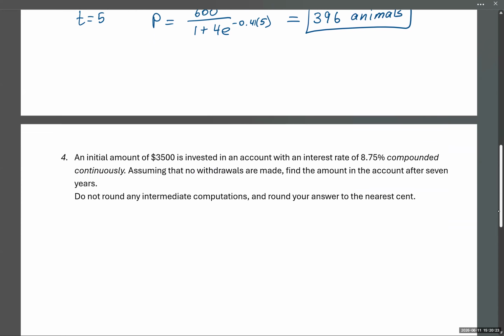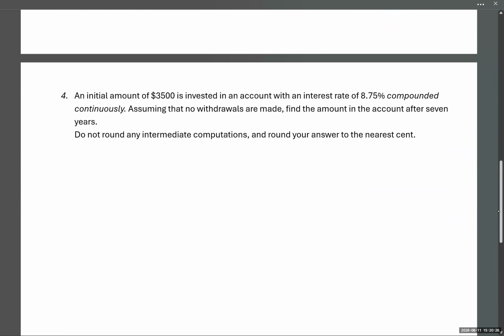And then number 4, which is the last example on this one, the initial amount of 3,500 is invested in an account with an interest rate of 8.75% compounded continuously. Assuming that there's no withdrawals, find the amount in the account after 7 years. So the banking formula for the continuous growth or decay looks similar to our normal formula. P, it's not P naught in this formula, it's just P, and then e to the rt, where r is the same thing as k was in the previous examples.